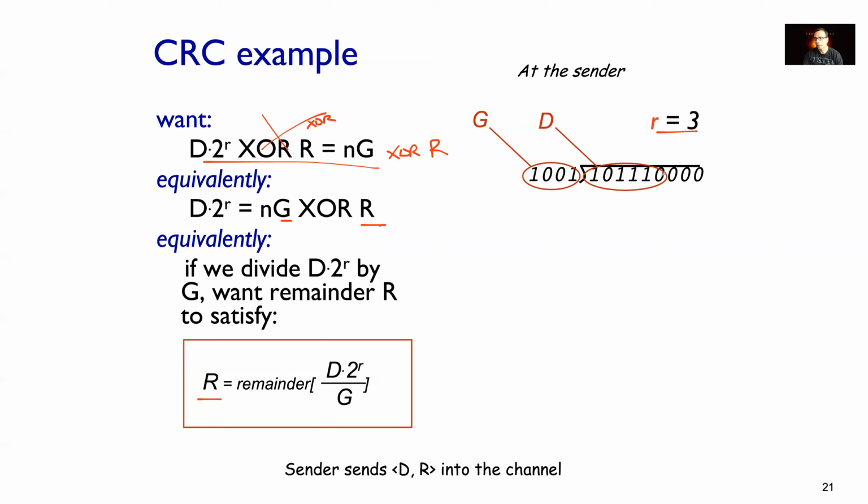So we left shift this by 3 bits. We add 3 zeros. And now we divide. And then whatever is the remainder is what gets added at the sending end. So how do we do this division?